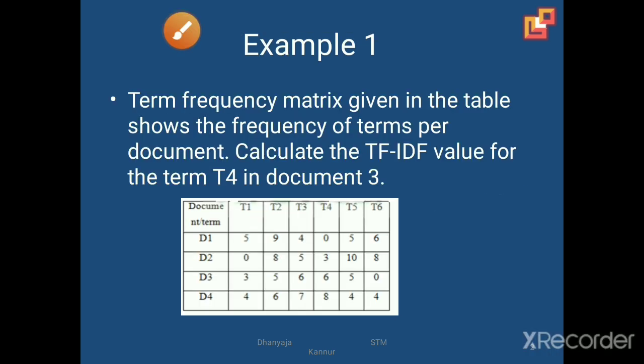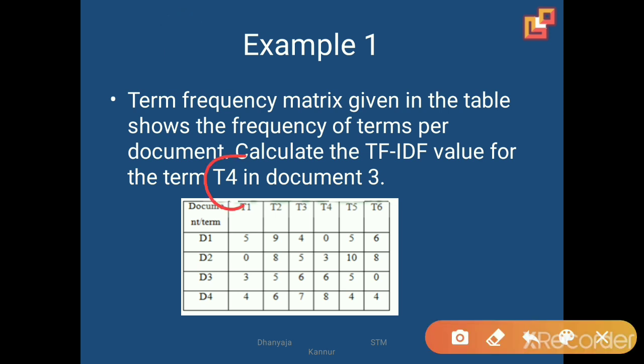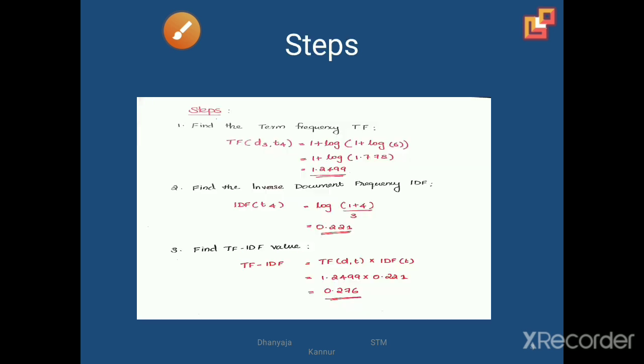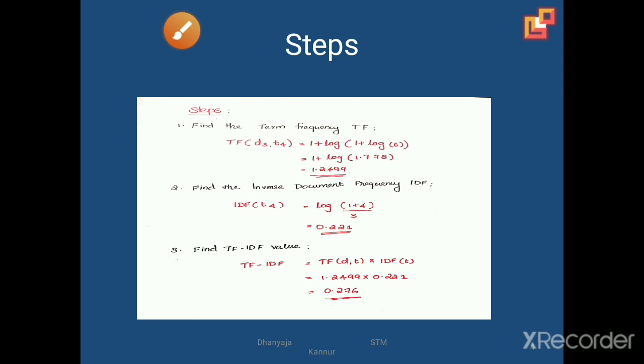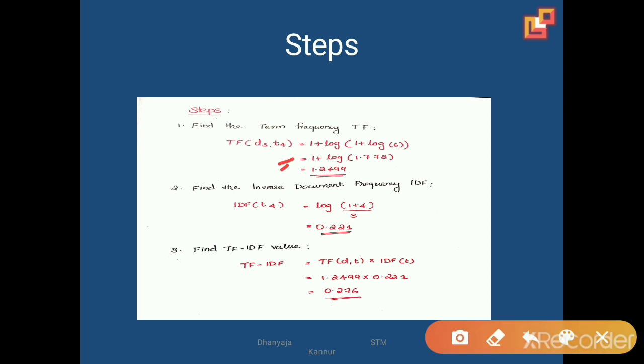Okay. So what is our question? We have to find the TF and IDF value of term T4 in document 3. So we have to find TF of document 3 and T4. The first step is to find the term frequency. How will we find it? TF of D3 and T4 is equal to 1 plus log of frequency of D3 comma T4. That means how many times the term T4 occurs in D3.